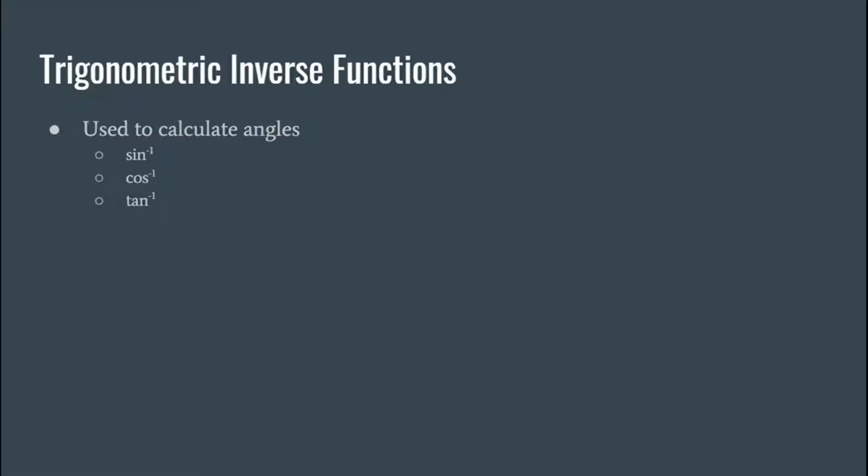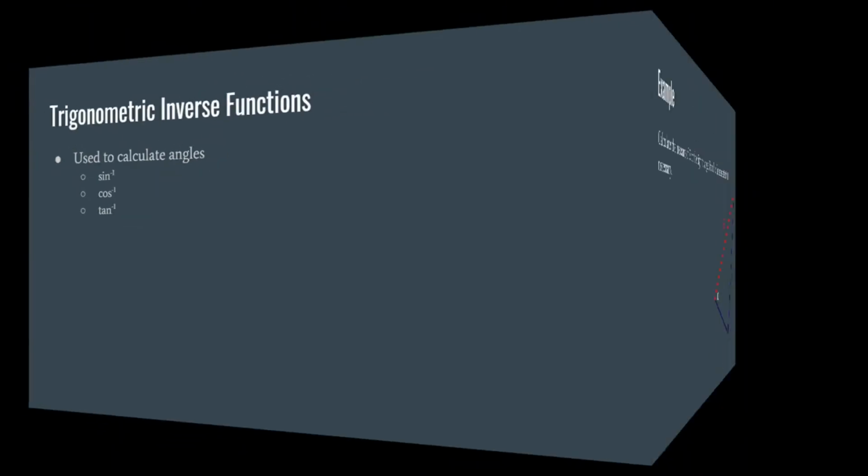So you'll see them like this with a -1 in the exponent area. It's not read as sine to the -1, cosine to the -1, tangent to the -1. It's actually read as inverse sine, inverse cosine, and inverse tangent. Okay? So when we're dealing with numbers, then we can probably say they're to the power of -1, but it really depends on context. So in this case, the -1 in the exponent for the trig functions means we're talking about the inverse. Okay, so let's see what that looks like.